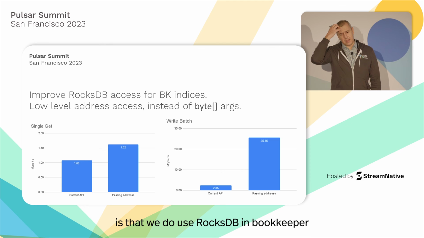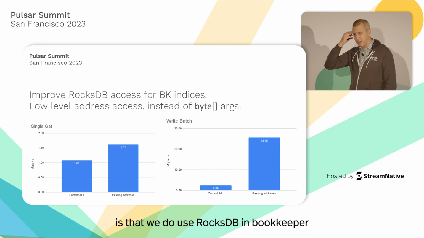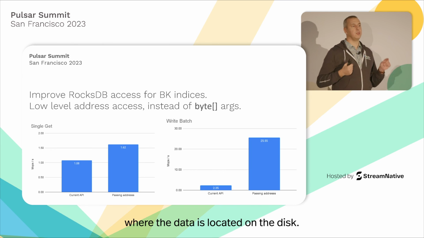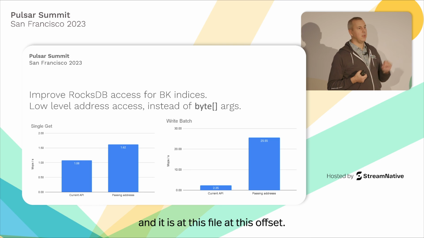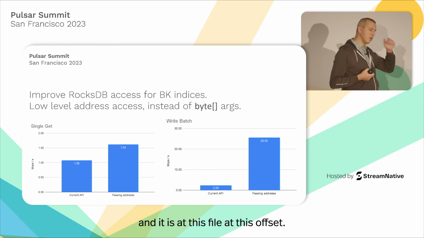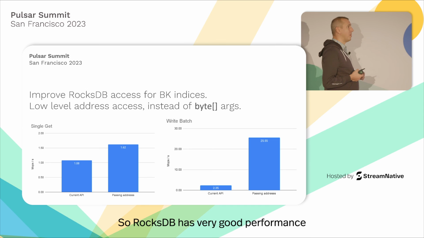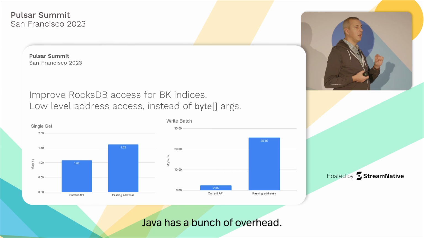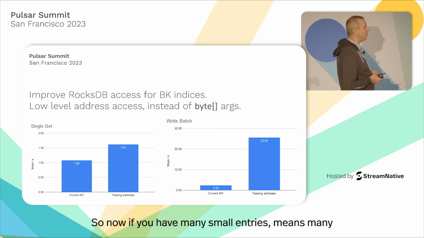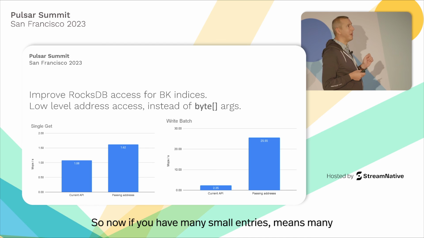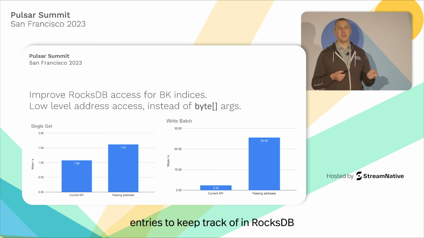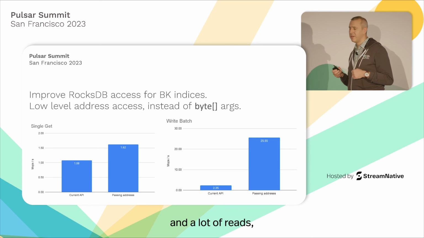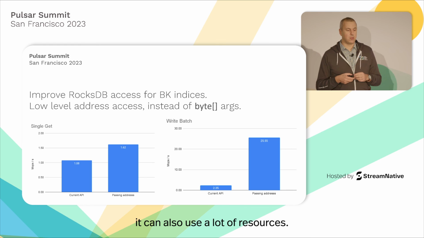A similar one is that we do use RocksDB in BookKeeper for storing the indexes of where the data is located on the disk. So we know that, okay, ledger ID, entry ID, and it is at this file at this offset. So RocksDB has very good performance, but the JNI wrapper in Java has a bunch of overhead. So now, if you have many small entries, means many entries to keep track of in RocksDB, and also a lot of large batch writes and a lot of reads, it can also use a lot of resources.